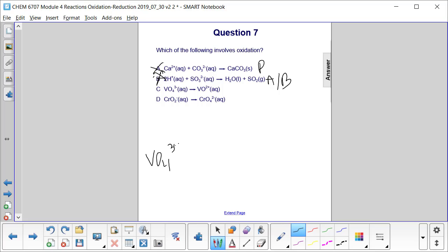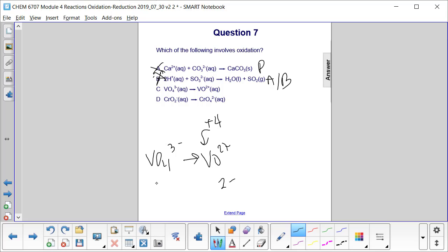VO4 3 minus, VO 2 plus. Okay, so the oxygen is always 2 minus, okay? Which means in order for this to have an overall 2 plus charge, the oxidation state here must be +4, okay?